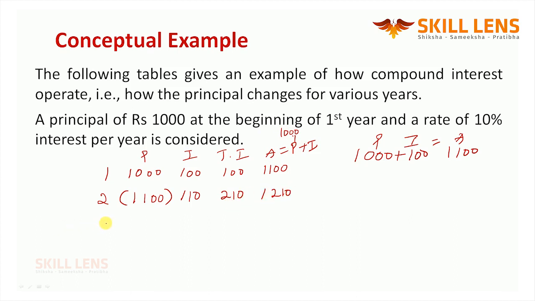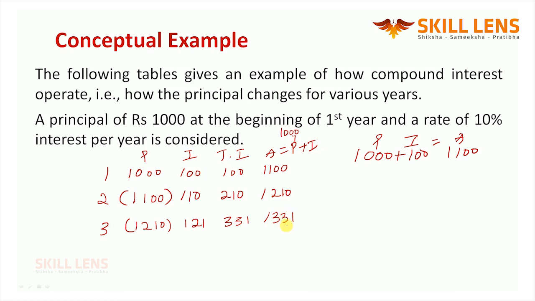For the third year, what's going to happen? Yes, 1210 will become your principal. On 1210, 10% is 121. What is the total interest here? 210 plus 121. So can I say that's going to be 331? Yes. What is your amount?